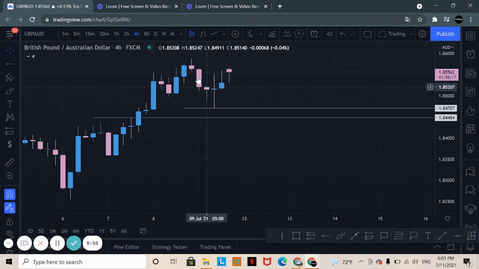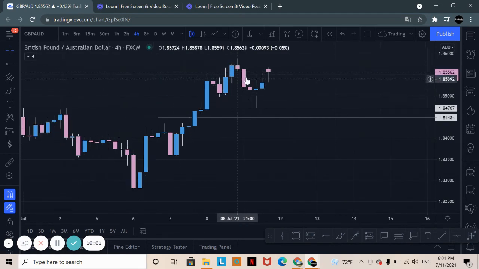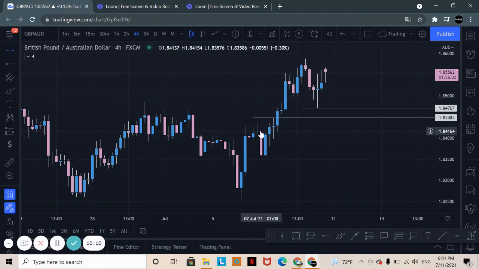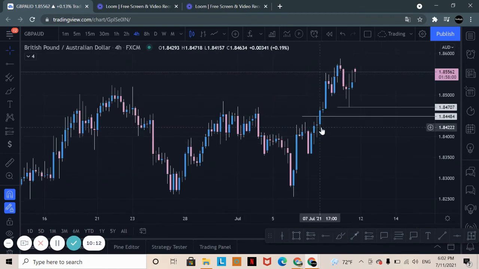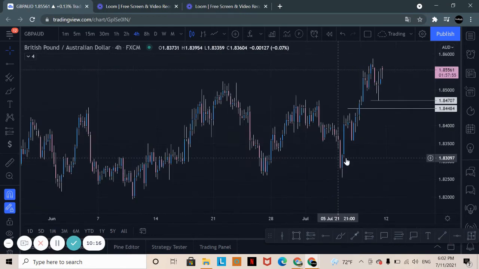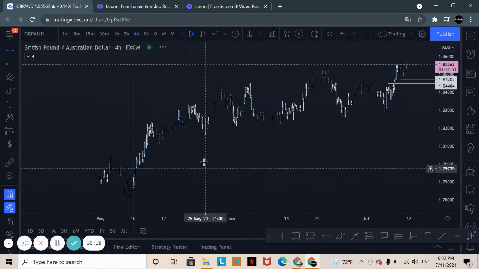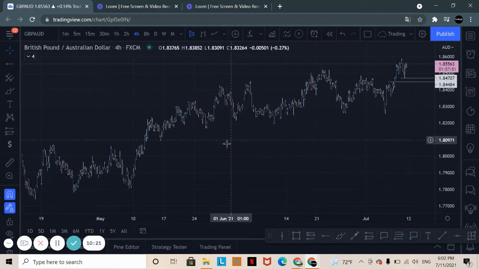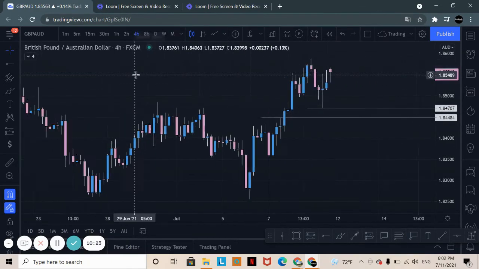So I don't really want to see that low being taken out anymore. If we do take out the low from this 4-hour candle, which is the market opening candle, we might see a drop down into the 1.8450 level and possibly test this down candle. If we start heading down under 1.8380, we might see these equal lows being taken out and these lows as well. But I want to stay bullish with this pair.